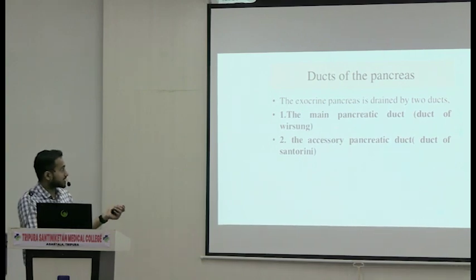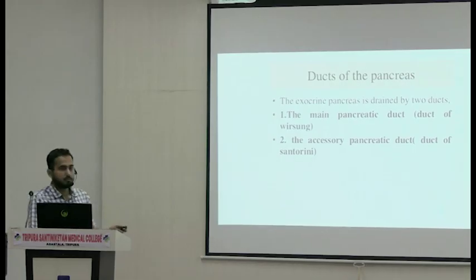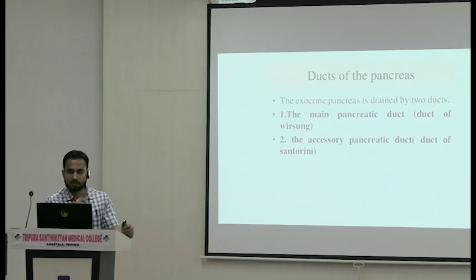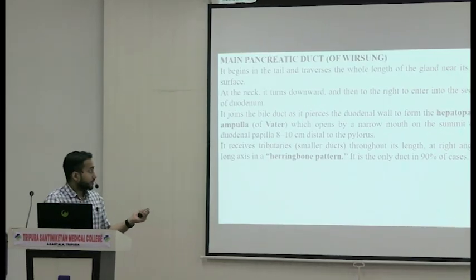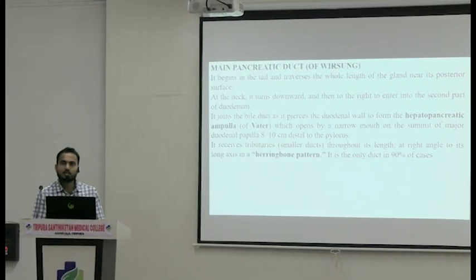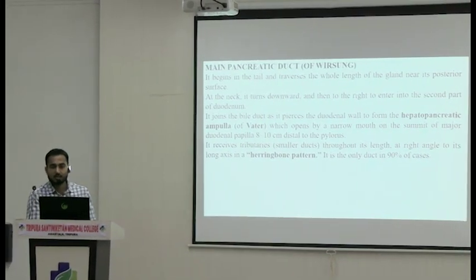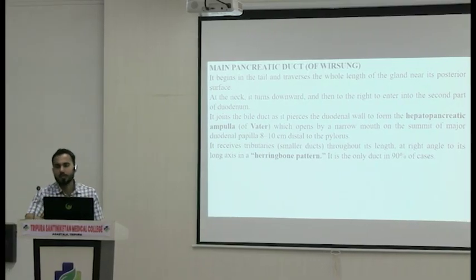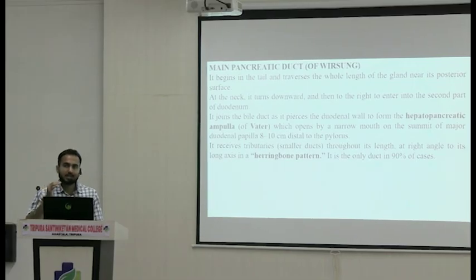Okay, so mainly two ducts are there: the main pancreatic duct and the accessory pancreatic duct. Now, the main pancreatic duct is also called the duct of Wirsung. From where does it start? It starts from the tail of the pancreas and traverses the whole length of the pancreas. When that duct comes to the neck, it turns downwards and then to the right, and then enters the second part of the duodenum.